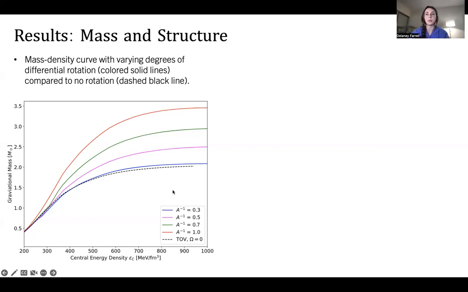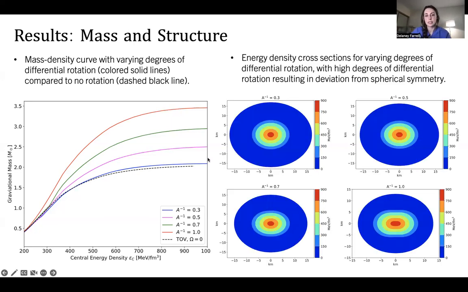And this is compared to a non-rotating mass curve, which is shown with the black dashed line. And in this second set of plots here, I've shown energy density cross sections, or side views, of a star with the same 4 degrees of differential rotation. For rapid uniform rotation, we expect to see a lengthening along the radial axis and a shortening from top to bottom. We see the same trend here, but for the highest degree of differential rotation, A inverse equals 1, shown in this bottom right plot.